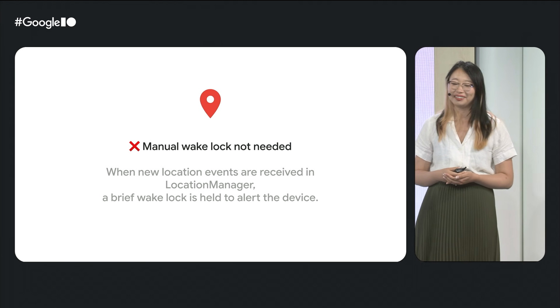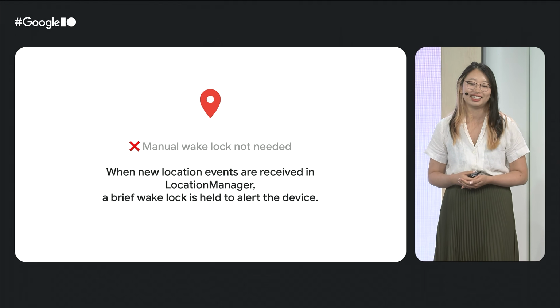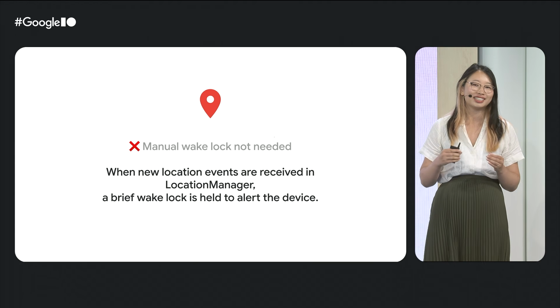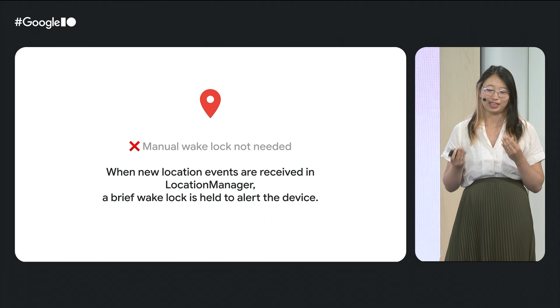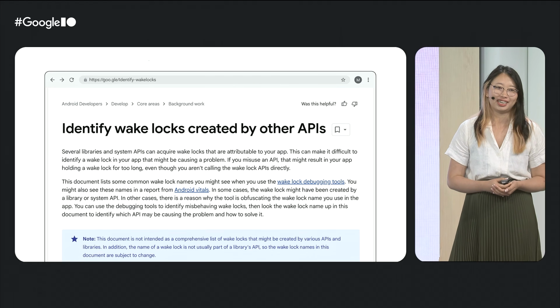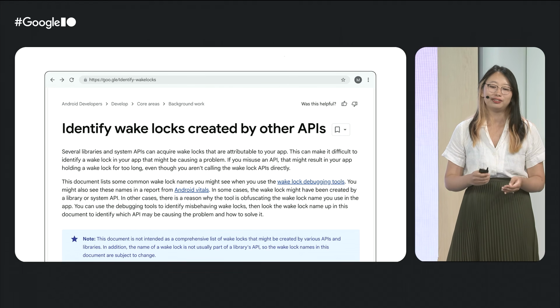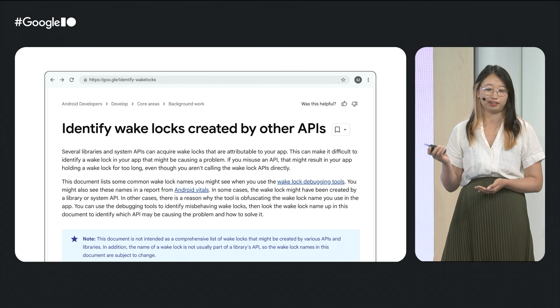APIs. All right, you guys are good at this. So manual wake locks are not needed when you're receiving location events in Location Manager. A wake lock is held briefly for that period of time when that location event occurs. So thankfully, you do not need to memorize this extremely nuanced information. You can reference this newly created documentation to understand further.